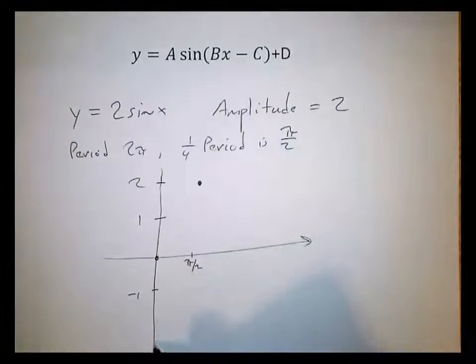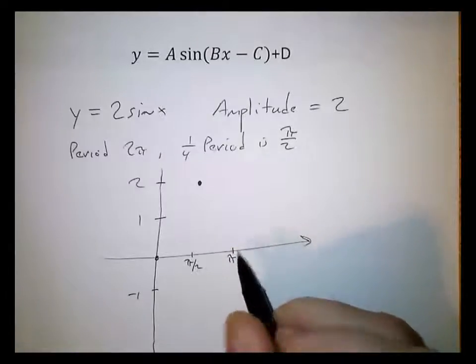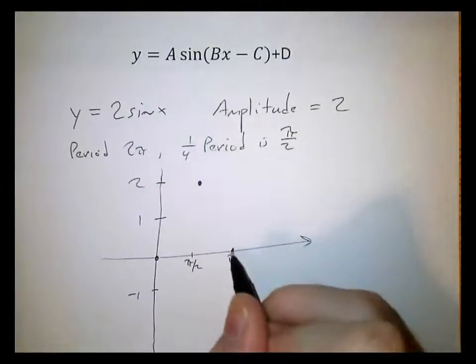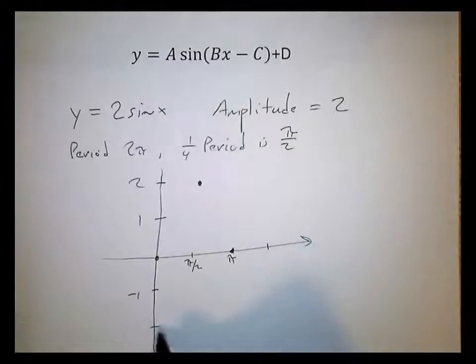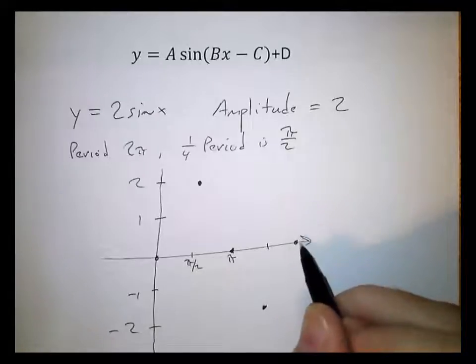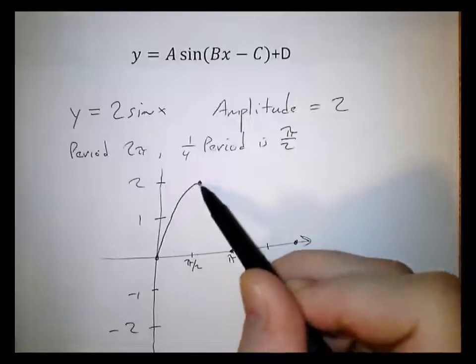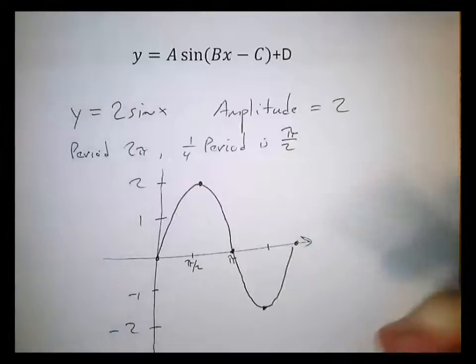Okay, and then at pi, or 2 pi over 2, I put this in here. Sine of pi is 0, so I'm back to 0. And then I have my 3 pi over 2, and likewise going to be down here. And then my 2 sine of 2 pi is 0. So I have my previous graph, but now it's stretched vertically by a factor of 2.